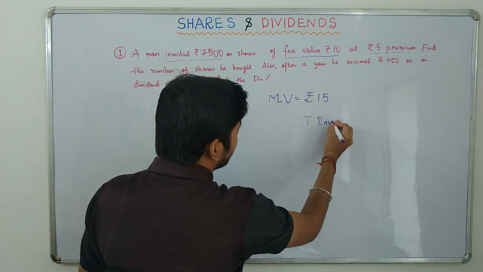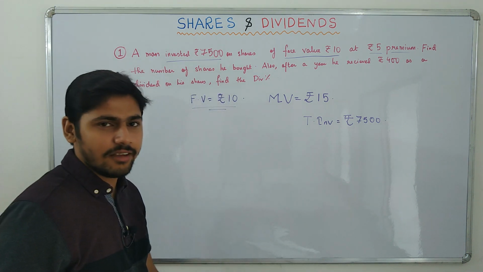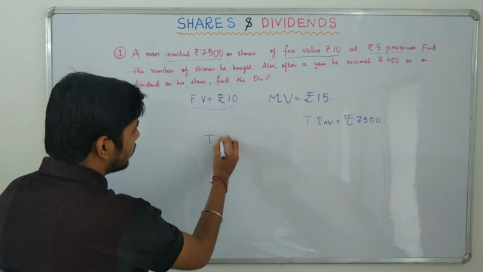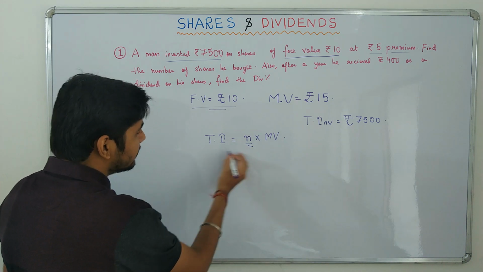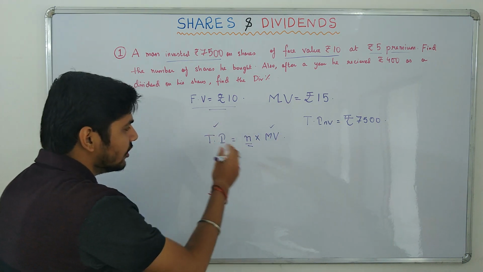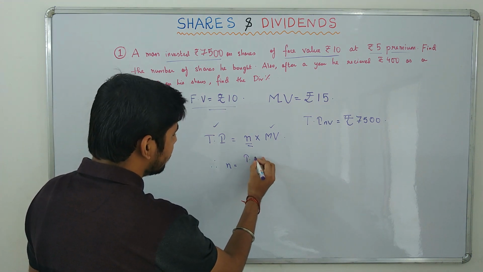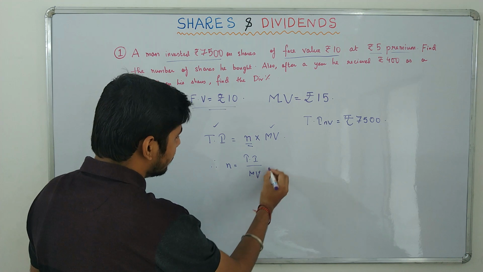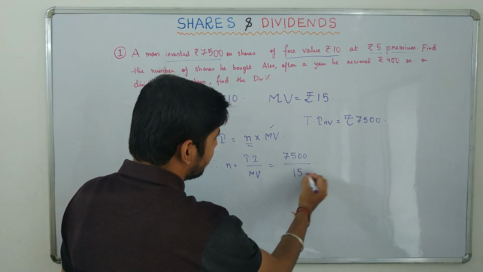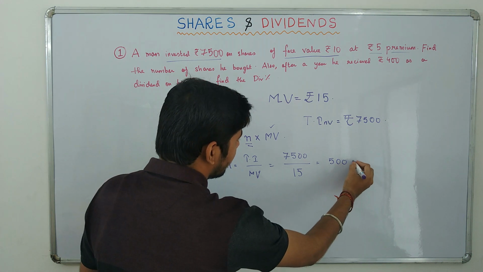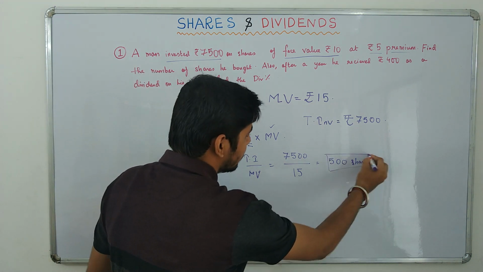Total investment is equal to rupees 7500. Now we had a formula. Total investment is equal to number of shares n into the market value MV. Now we have to calculate this. We know the value of the total investment and we know the value of market value. So let's calculate this. Therefore, n, that is number of shares, will equal total investment divided by the market value of the shares. So we have 7500 divided by the market value, which is rupees 15. So this will come out to be 500 shares. Okay, so the man bought 500 shares. This is your first answer.